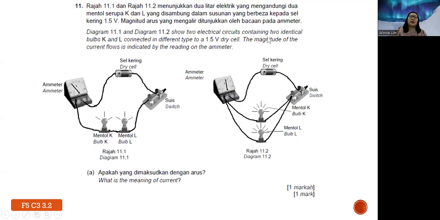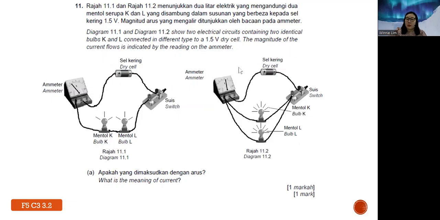Okay, so the last question, question 11, is under the idea of electricity, on the idea of this series and parallel circuit. So diagram 11.1 and diagram 11.2 show two electrical circuits containing two identical bulbs K and L connected in different types to a 1.5 V dry cell. And the magnitude of the current flow is indicated by the reading of the ammeter.